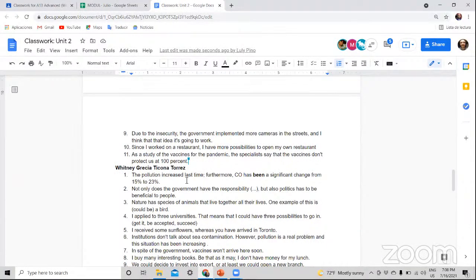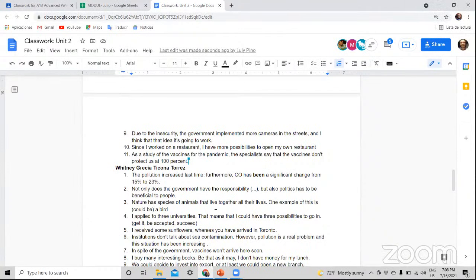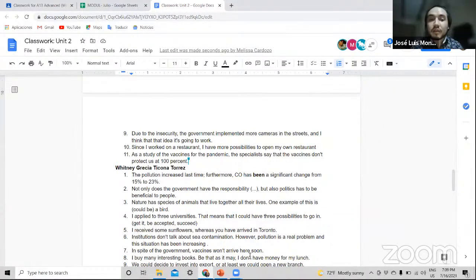Okay, it's: as a study of the... I don't know how to pronounce it. Vaccines? Okay, as a study of the vaccines for the pandemic, the specialists say that vaccines don't protect us at 100%. All right. Now let's analyze this one.